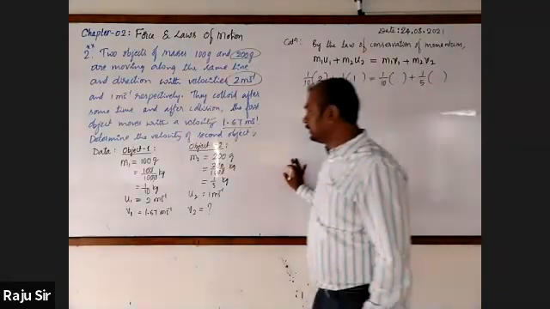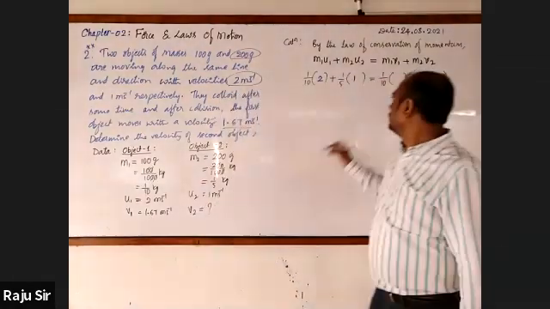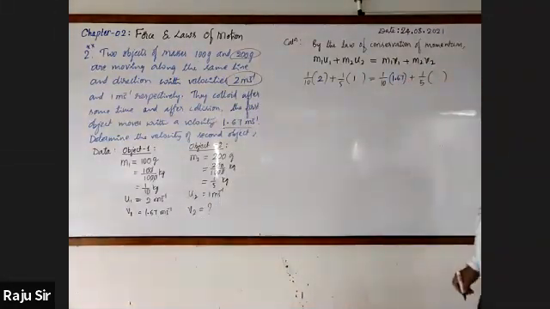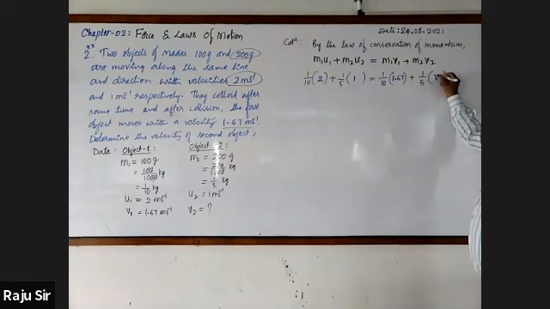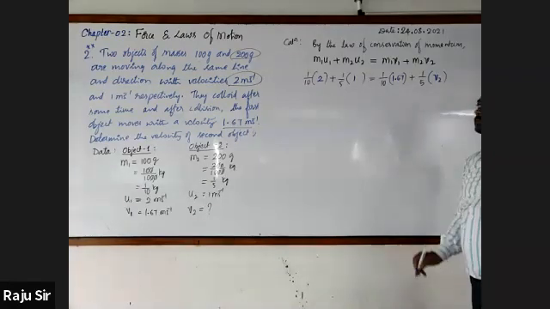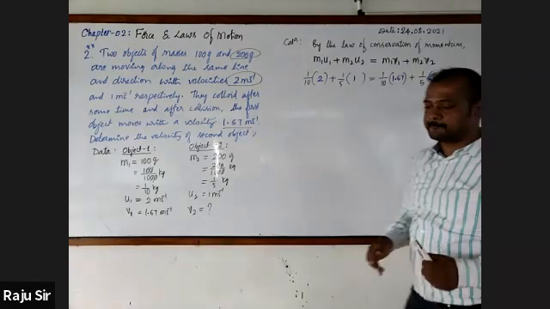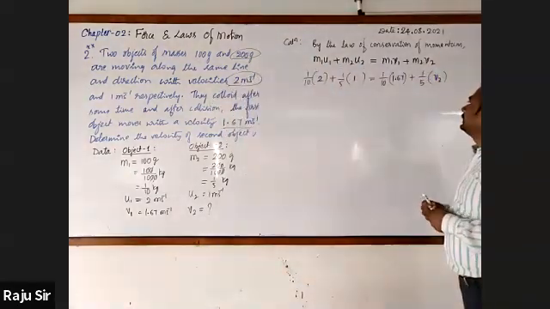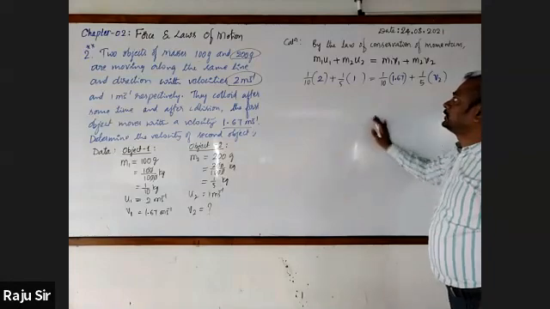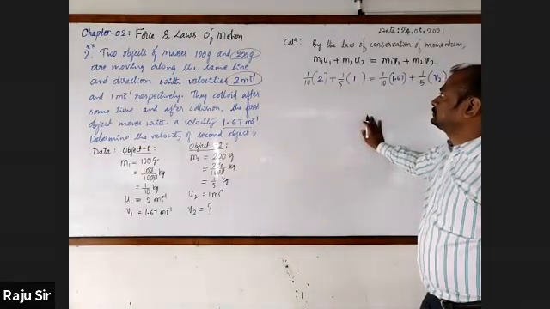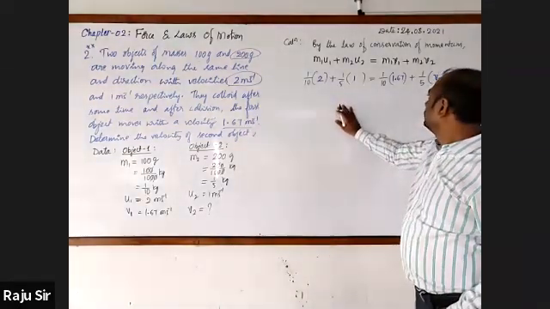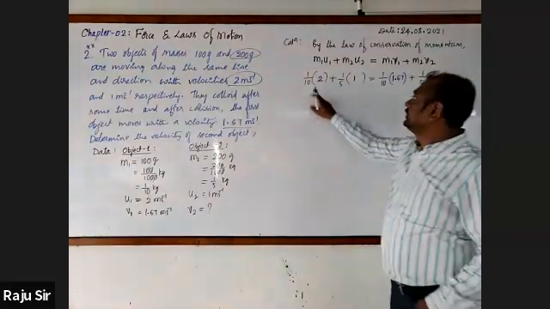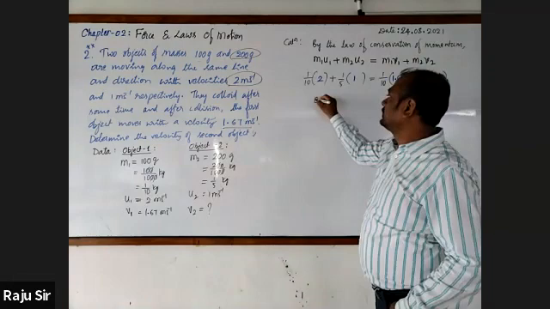Next, V1, V2. V1 is 1.67. Then V2 is unknown. You get it? Will you write it in decimal form? 1 by 10, 1 by 5.